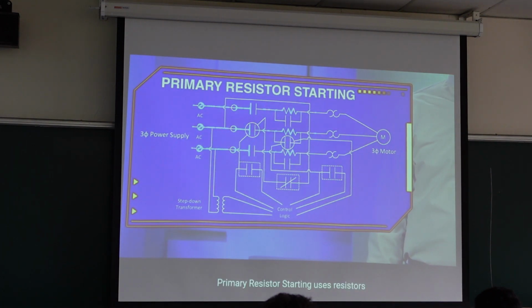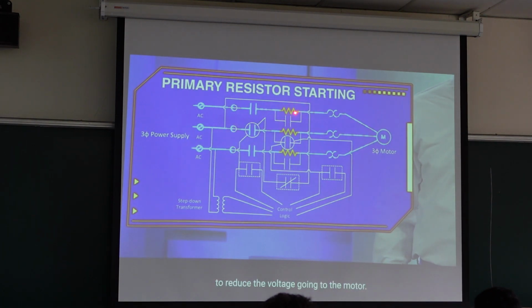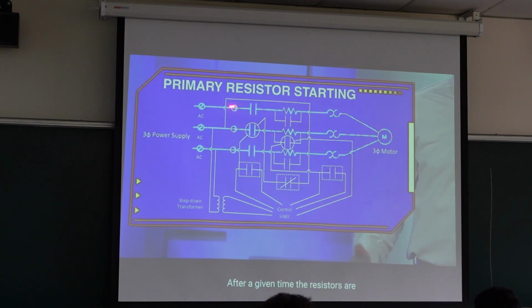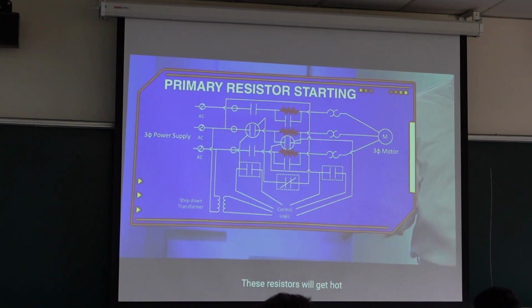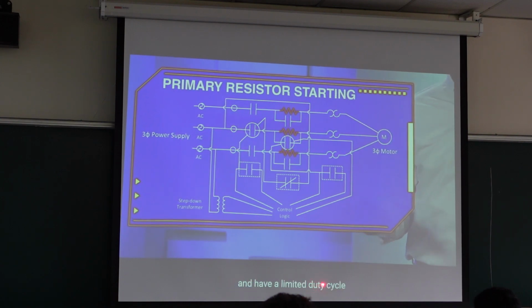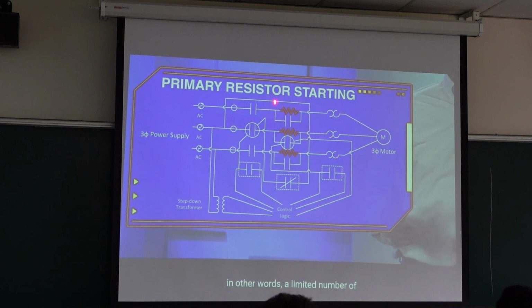So then we use primary resistor starting. Resistors are used to reduce the voltage to the motor and limit the starting current. After a given starting time, the resistors are bypassed and full voltage is then applied to the motor. These resistors will get hot, and that creates loss. The number of start-stops in a given period applies.